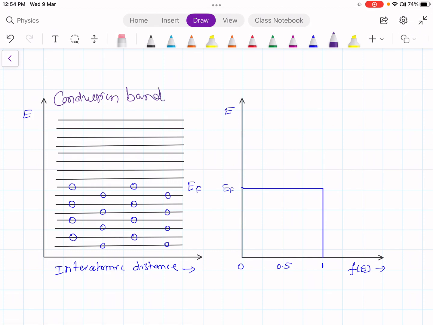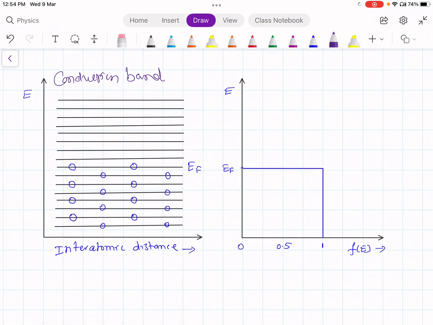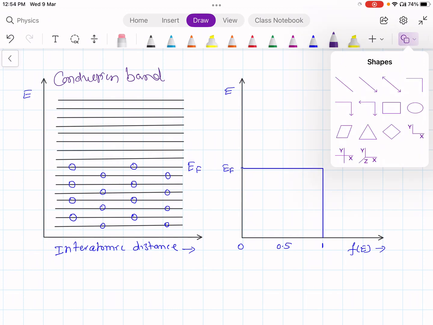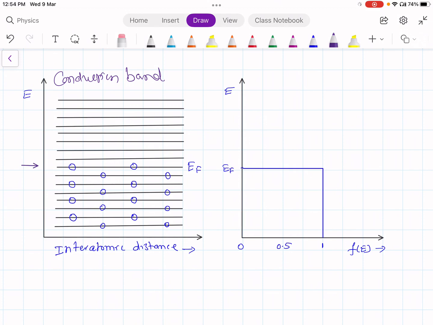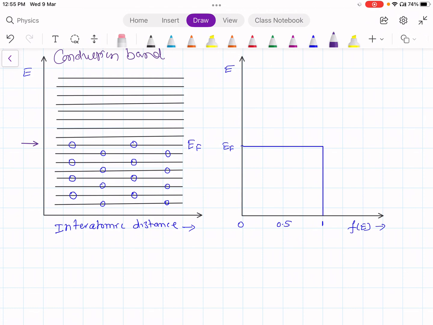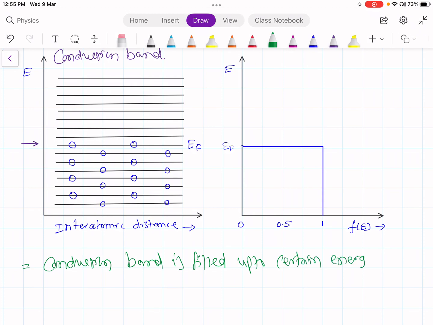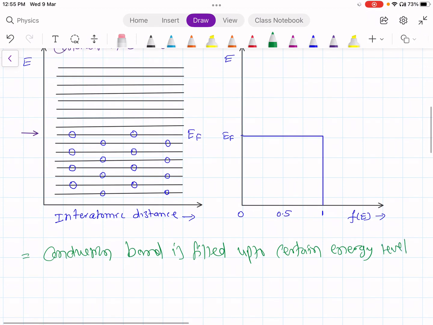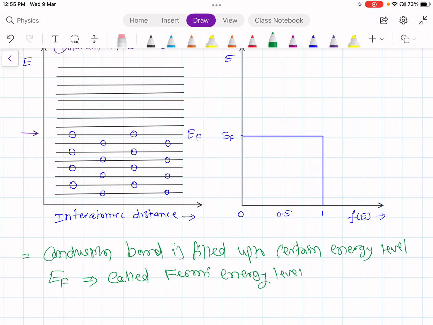of a conductor, and as you can see, at absolute 0 temperature, this conduction band is filled up to a certain energy level, up to this energy level, which is called the Fermi energy level. This is the Fermi energy level, which is marked by EF.